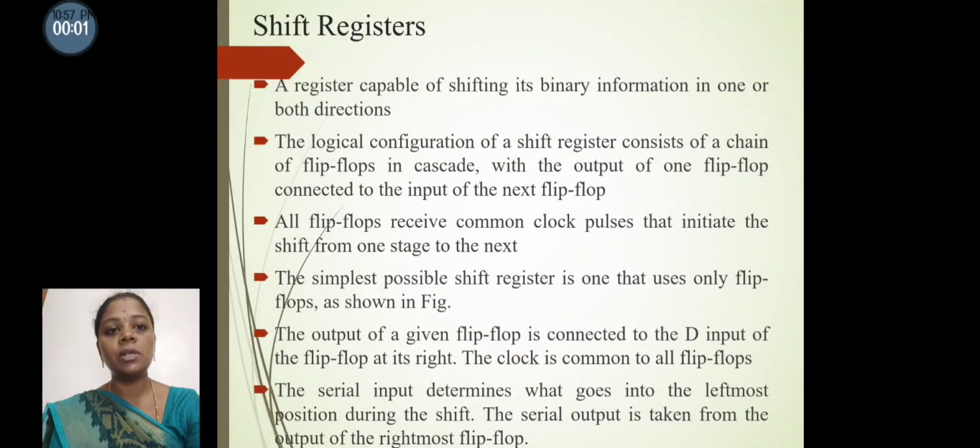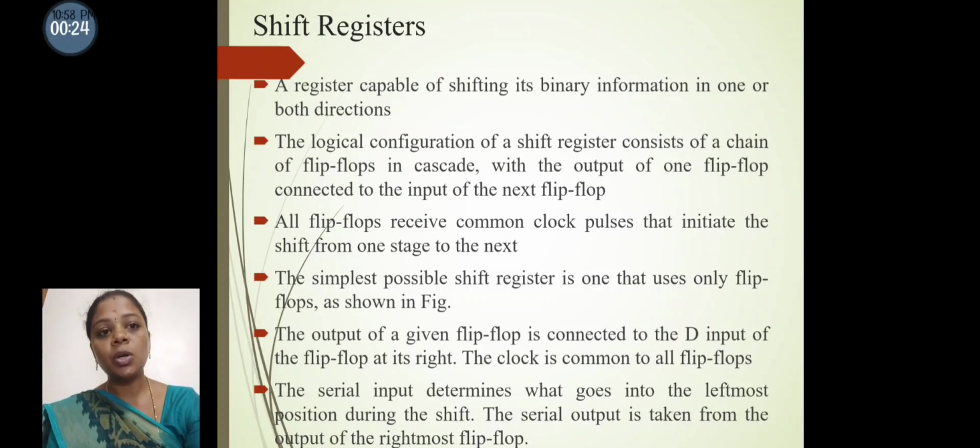Now we are going to see shift registers. A register that is capable of shifting its binary information in one or more directions is called a shift register. If the register is shifting the bits in one direction only, then it is called a unidirectional shift register. If the register is shifting its bits in both directions, then it is called a bidirectional shift register.